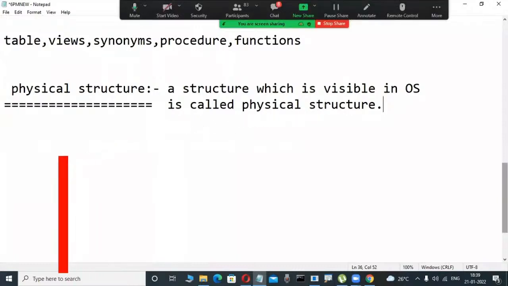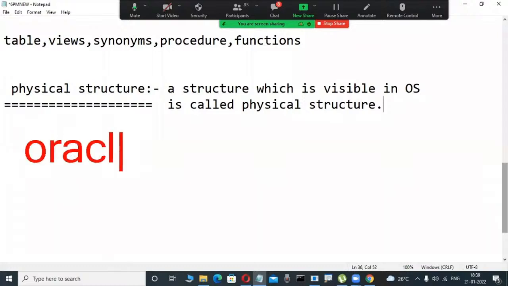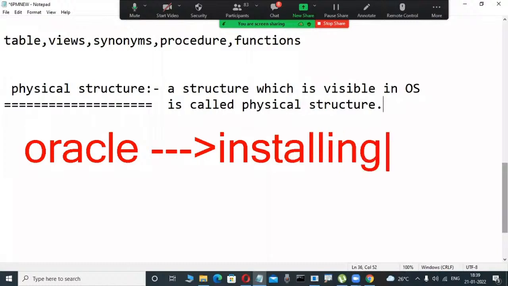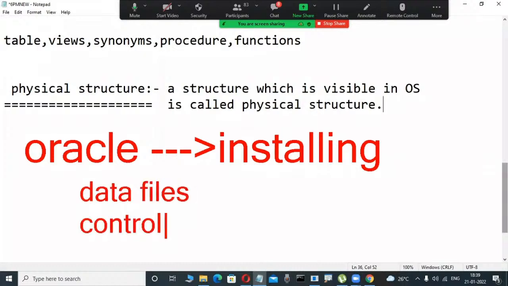Suppose you are installing software such as PowerPoint, MS Access, or Word; some physical files are created on the disk. Same in Oracle, a relational database software, like MySQL and SQL Server. Whenever I install Oracle, physical files are created automatically: data files, .dbf files, control files, and redo log files.